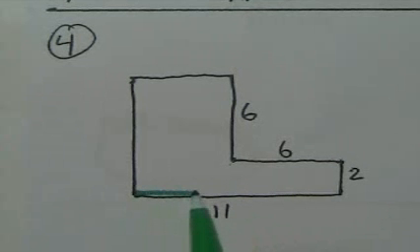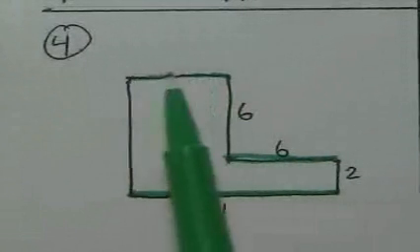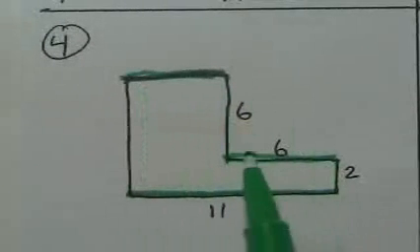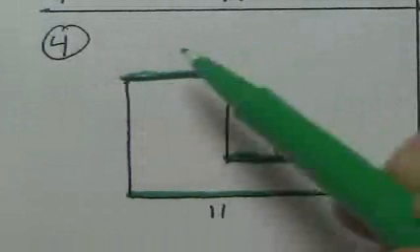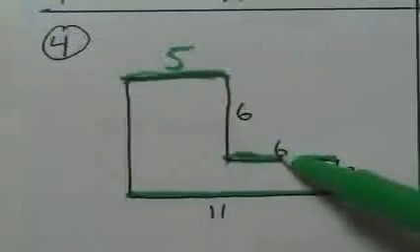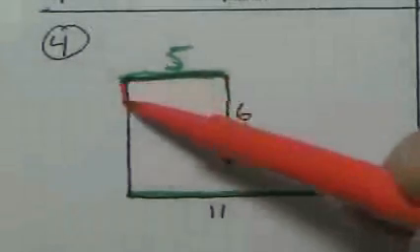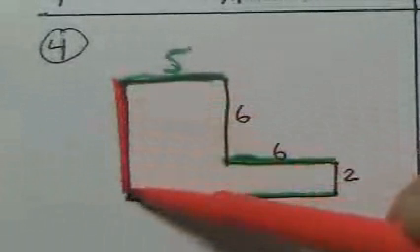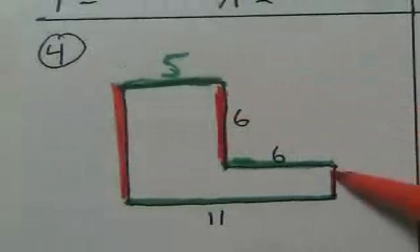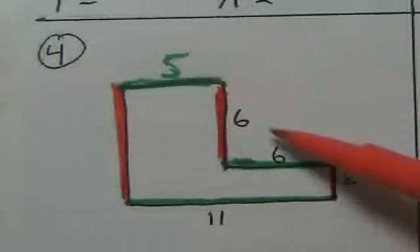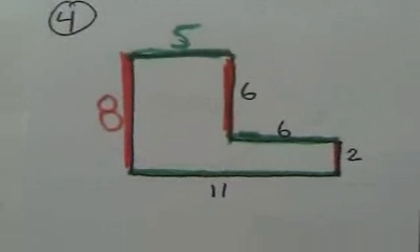For number 4, this is 11. So that must mean that these two, this one and this one, have to add up to 11. Well, if this is 6, then this must be 5, because 6 and 5 make 11. This big long one right here, this tall one, is the same as 6 and 2. 6 and 2 is 8. So that side's 8.